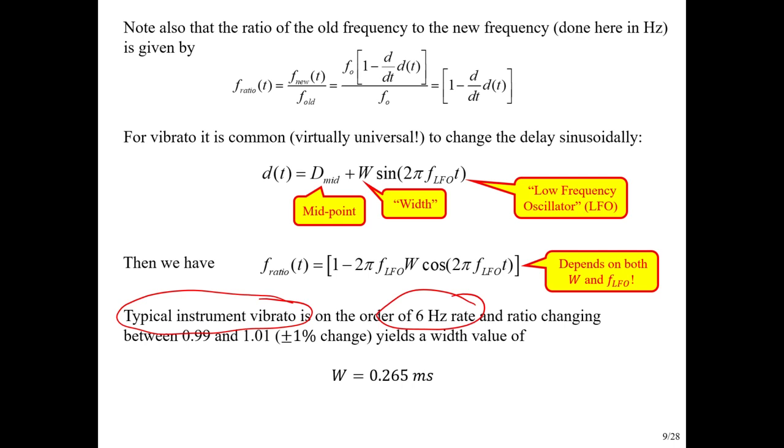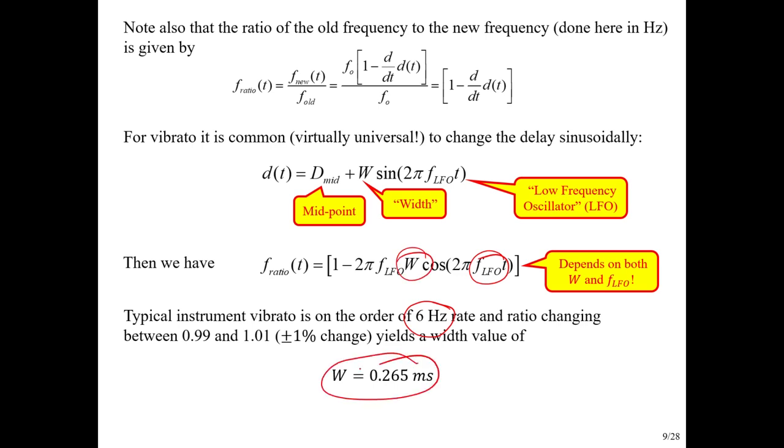And the amount of ratio change is typically pretty small, just a plus or minus 1% change. And so if we analyze this using this as FLFO and using W, we can find out that to get this kind of 1% change up and down in that ratio would be just a fraction of a millisecond. That's the width. So not very far around that D mid.